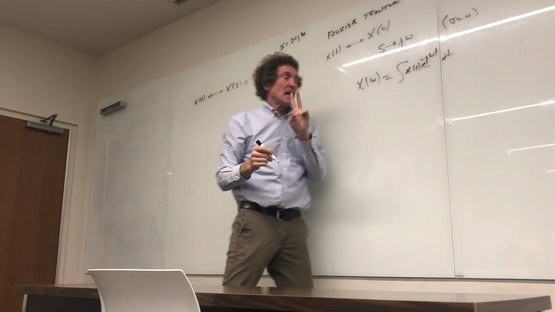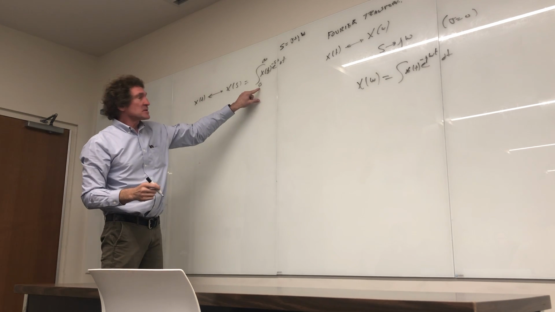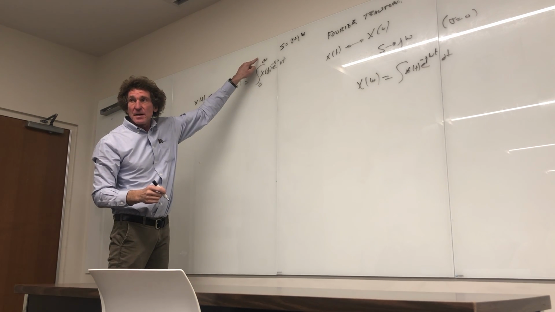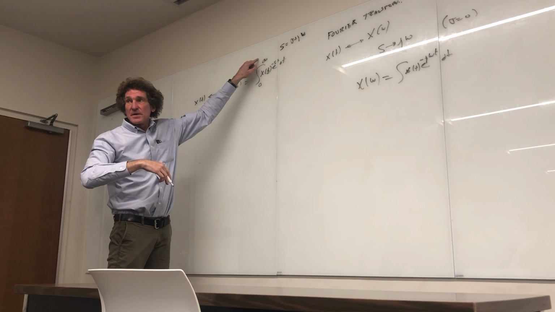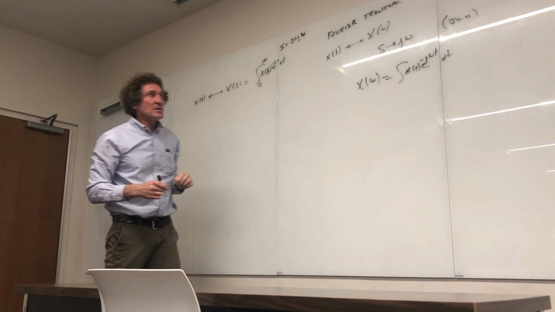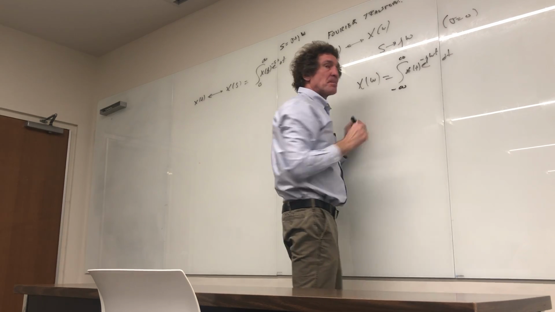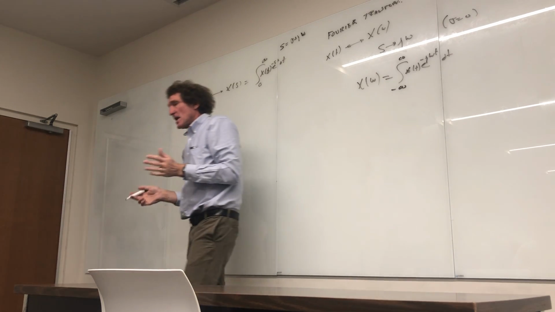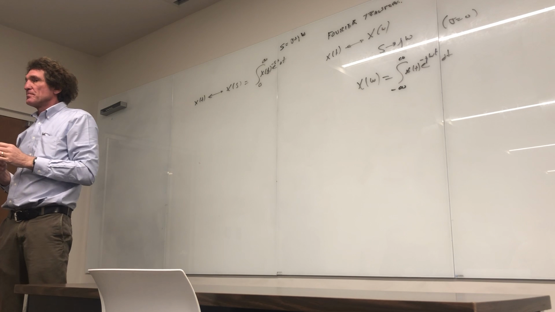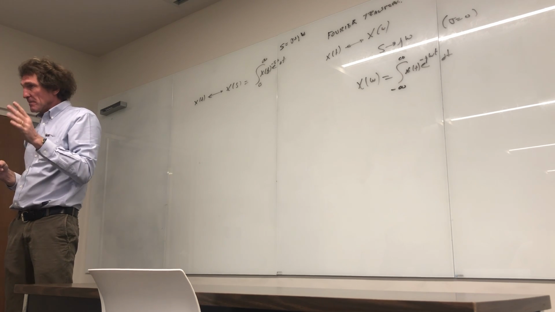And the second thing that happens is the limits. You see how this limit started at 0 and went to infinity? We did not look at minus infinity, correct? Well, what we do here is we go from minus infinity to infinity. That means for all possible times, you have to do this integration. Can everybody get me on this?